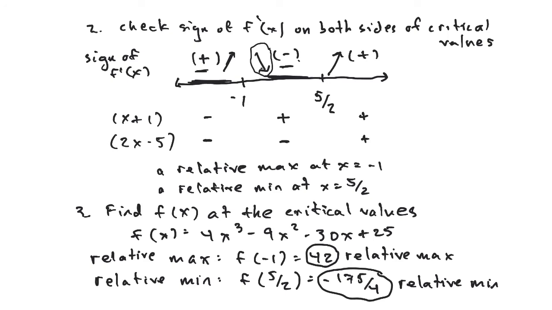And then our final step is going to be to take those critical values that correspond to relative maxes and mins, plug them into our original function, and be careful you plug into the original f of x, and that's going to give us the y values associated with those relative maxes and mins, which is what we define as a relative max and min.